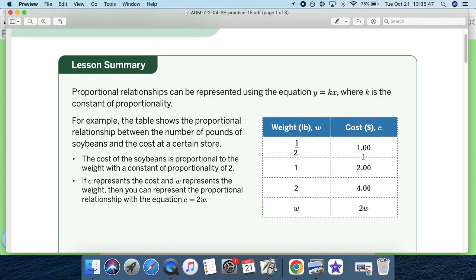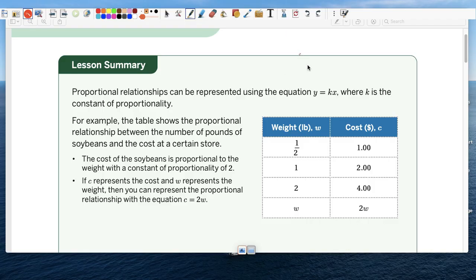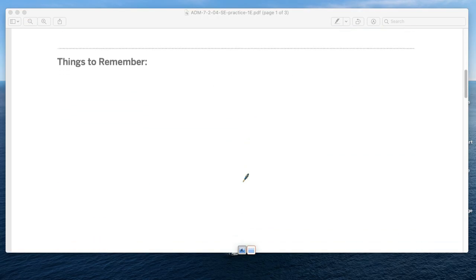All right, here's your lesson summary. Proportional relationships can be represented using the equation y equals kx. I know we didn't get too much detail on that, but if I use this table, here we go, k. Maybe this is not the best table, so I'll find one in a second and use that as an example. So let's actually move on from that.